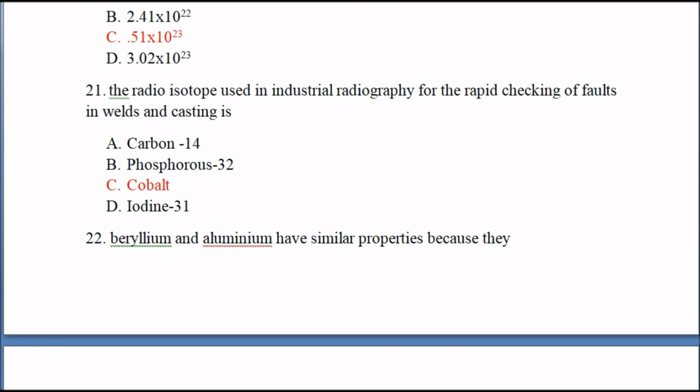Now I'm going to stop here and continue in subsequent lessons with the remaining, but check through the rest of the questions to see their answers.